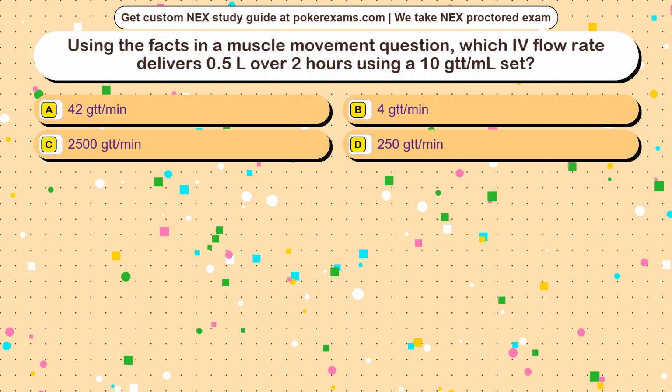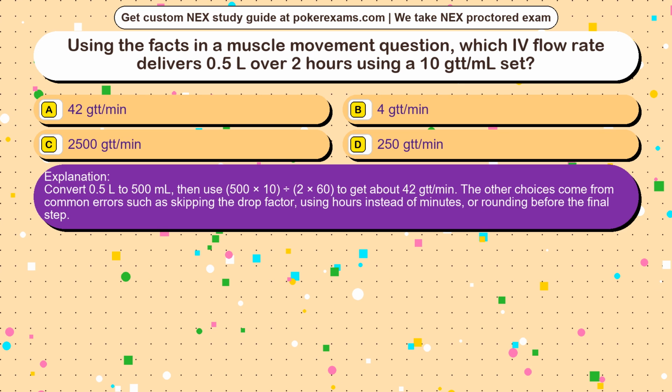The correct answer is option. Convert 0.5 L to 500 ml, then use 500 times 10 divided by 2 times 60 to get about 42 GTT/min. The other choices come from common errors such as skipping the drop factor, using hours instead of minutes, or rounding before the final step.